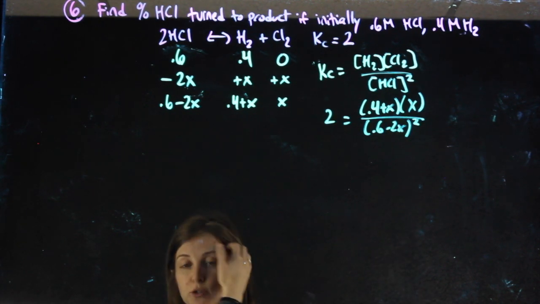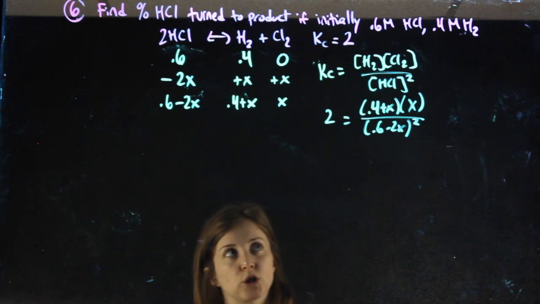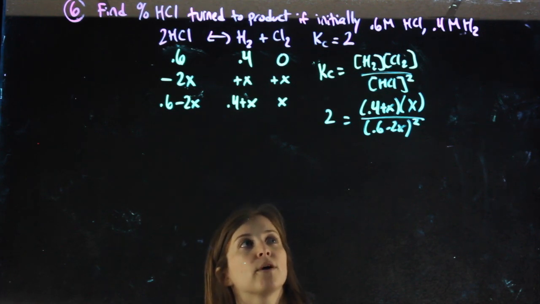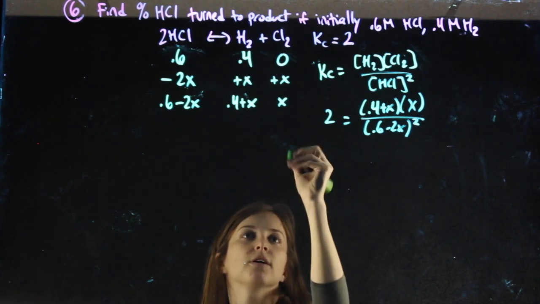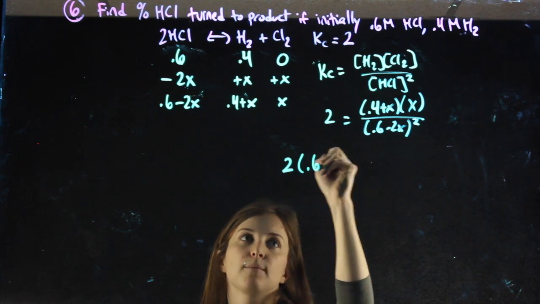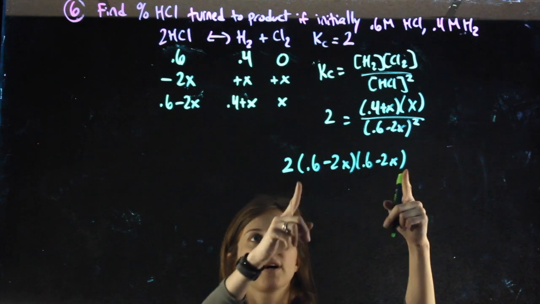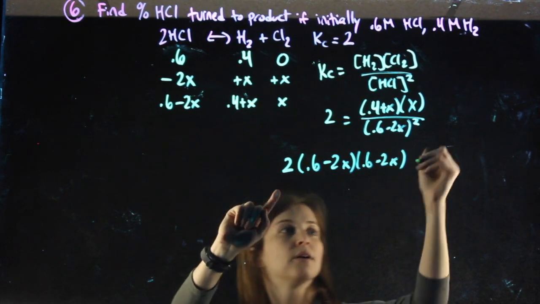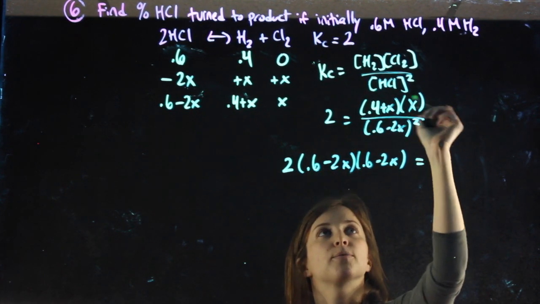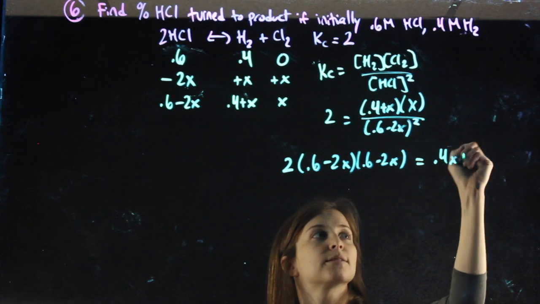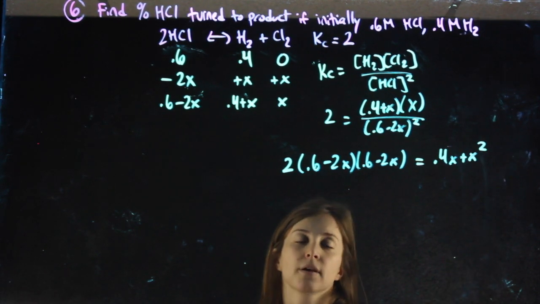over reactants, coefficients become exponents, plugging in the Kc they give me, plugging in my expressions at equilibrium. That's what I have to work with. So this is going to be another one where I have to use a quadratic. I'm going to multiply this over and set it up so that I can FOIL it. I'm going to FOIL this first and deal with the 2 later. And then this one I can distribute now, 0.4x plus x squared.